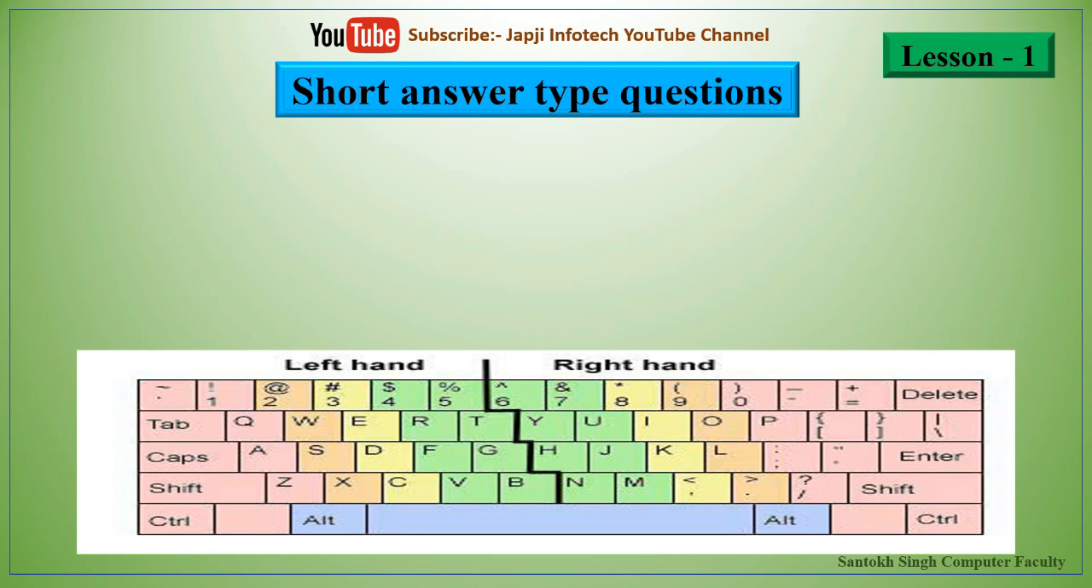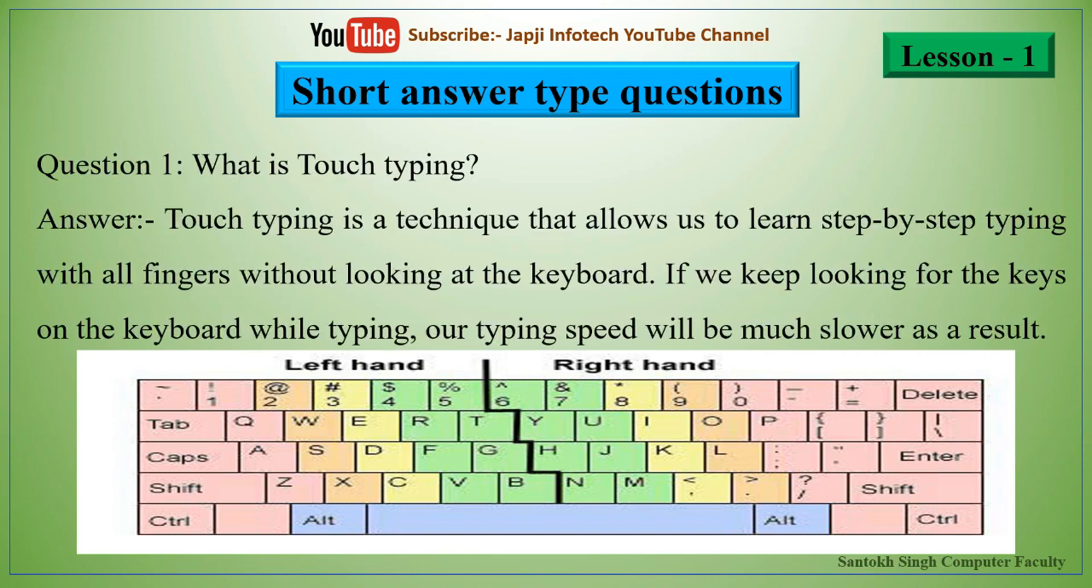So now we will learn about short answer type questions. So our first question is: what is touch typing? Touch typing is a technique that allows us to learn step-by-step typing with all fingers without looking at the keyboard. If we keep looking for the keys on the keyboard while typing, our typing speed will be much slower as a result. So as shown in the figure below, the keyboard is divided in two parts, one for the left hand and one for the right hand.